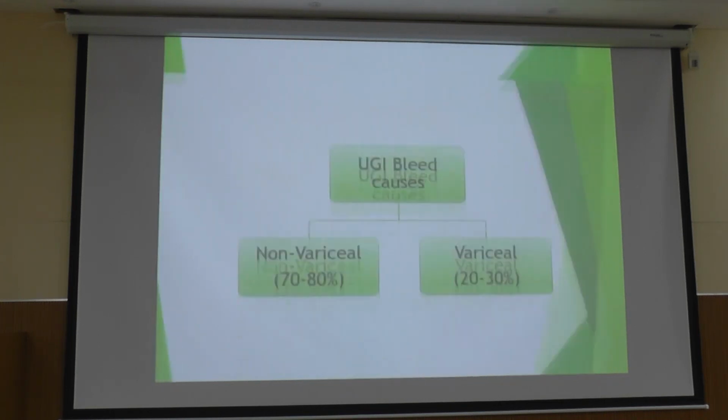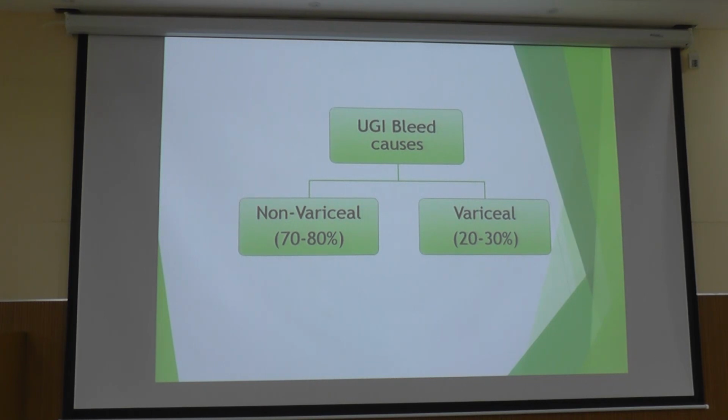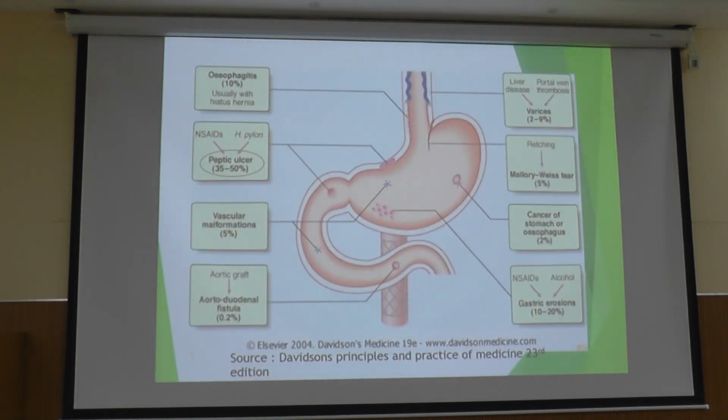Yeah, next slide please. Varicose. So around 80% it's non-varicose and roughly 20% is varicose. Next. So the varices here has come down to 2 to 9%. So that is slightly higher, it's around 20%. Okay, we'll consider that to be around 20%.